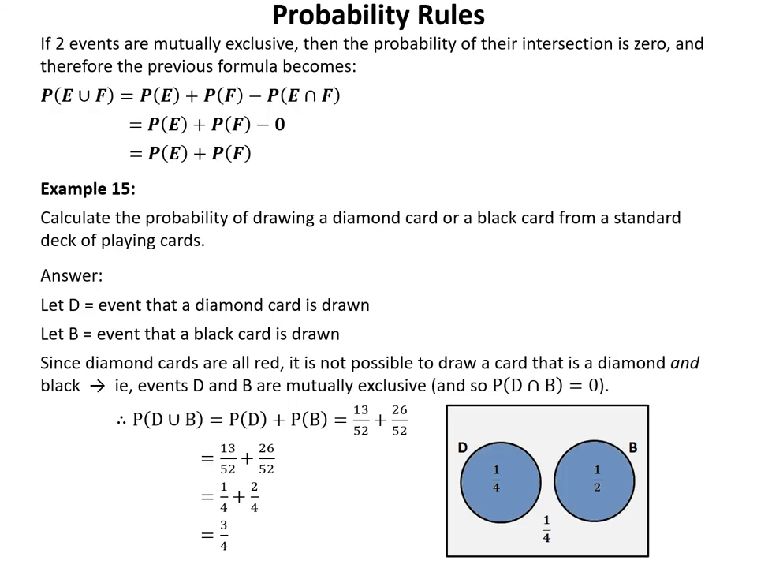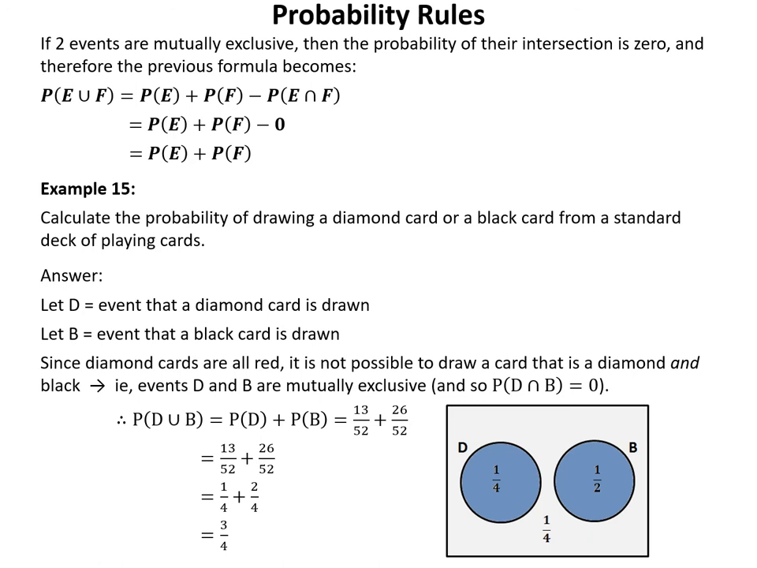If two events are mutually exclusive, then the probability of their intersection is zero. And therefore, the previous formula reduces to the probability of E union F is equal to simply the sum of the probability of E plus the probability of F. In example 15, we're asked to calculate the probability of drawing a diamond card or a black card from a standard deck of playing cards.